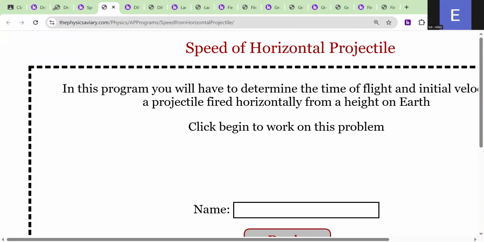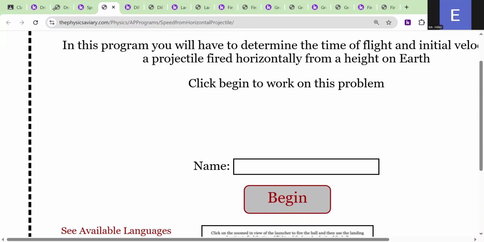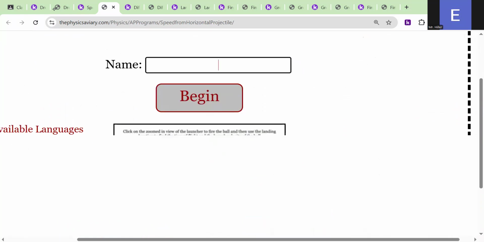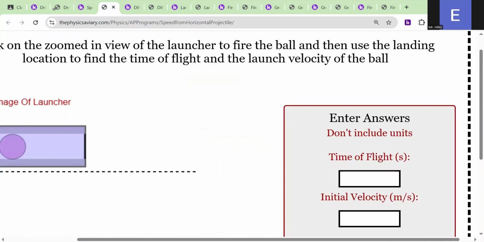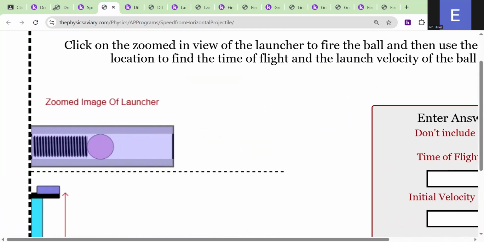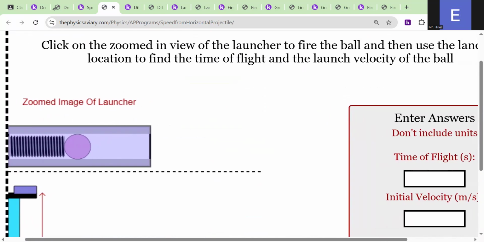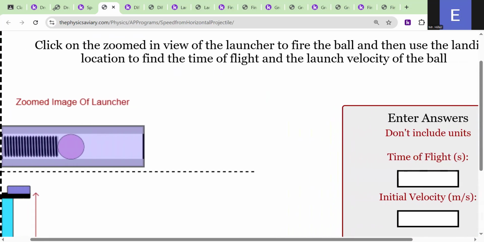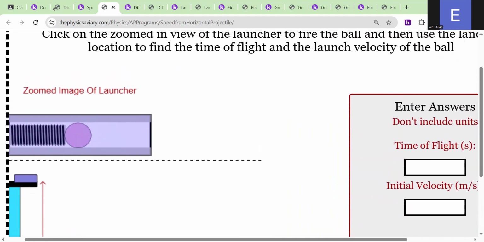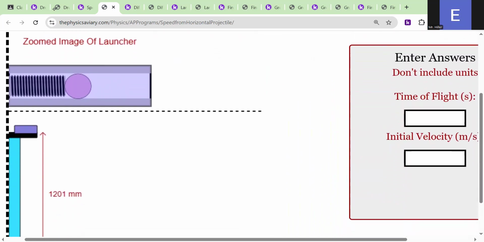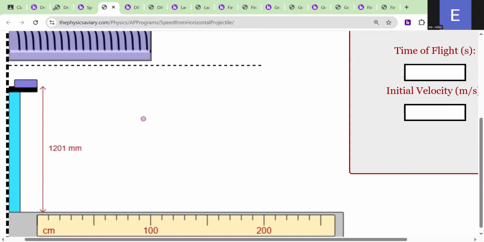Question number 2 is titled Speed of a Horizontal Projectile. So all the concepts that we just dealt with for horizontal projectiles will hold true for this question as well. Put your name in. Let's begin. You're going to click on the zoomed in view of the launcher to fire the ball, and then use the landing location to find the time of flight and the launch velocity. So click on that. Boom.